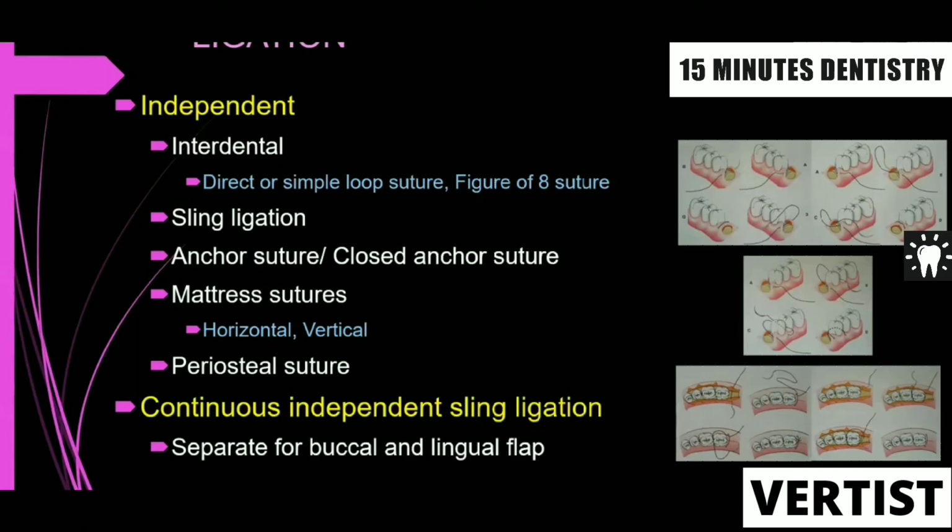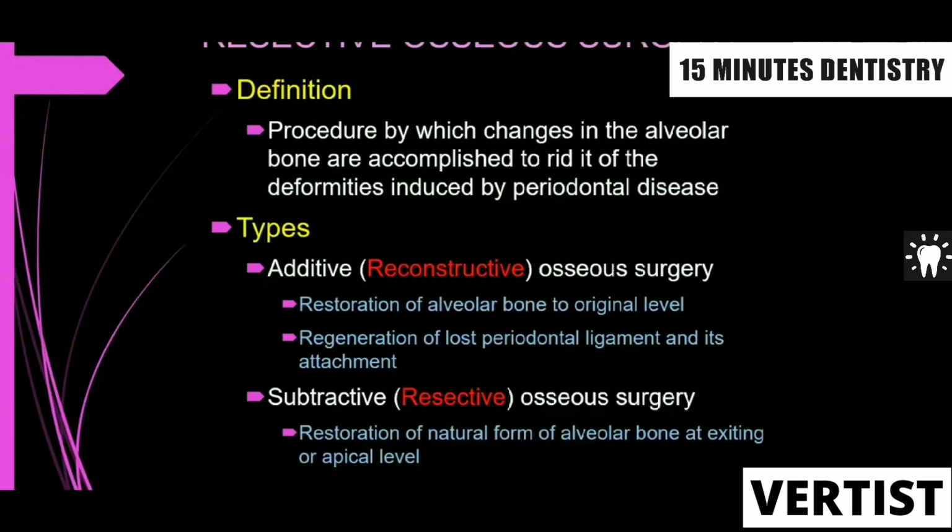So they are classified as independent. In that we have interrupted, that is direct simple loop suture or figure of 8 suture. Sling ligation: when you reflect only one side of the flap, you can go for sling ligation. Then you have anchor suture, close anchor suture in the distal molar surgery, you can use that. Then also the matrix suture, horizontal or vertical, and the periosteal suture normally used for apically displaced flap. Then there is also continuous independent sling ligation where you need to separate the buccal and the lingual flap.